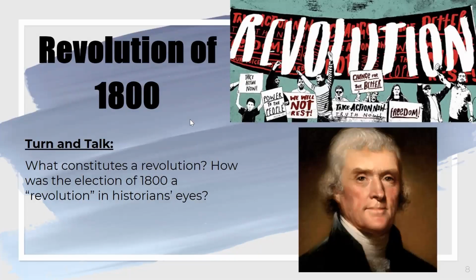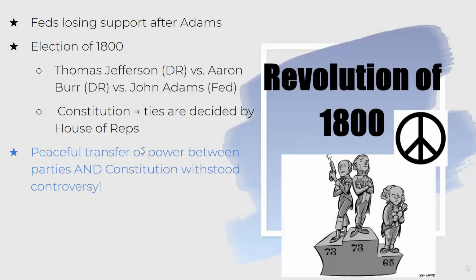So the very first event, which is the very last event in period 3 and the very first event in period 4, the cutoff point between these two periods, is considered the election of Thomas Jefferson, which is also referred to as the Revolution of 1800. So when we see revolution, we're going to broaden our understanding of that term. Revolution just means a significant change. So why is this election considered a revolution?